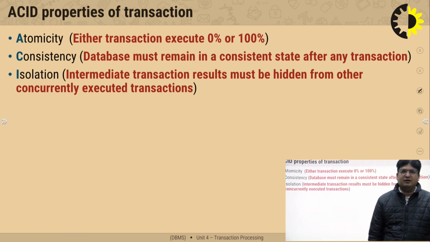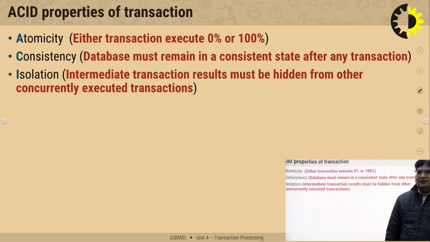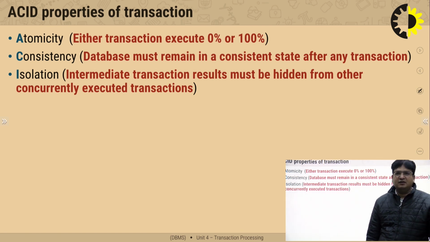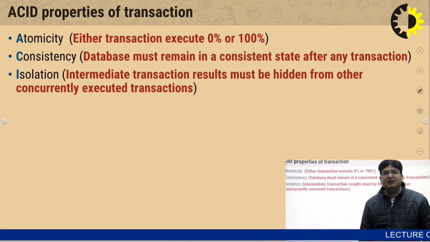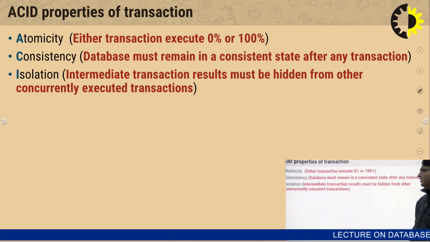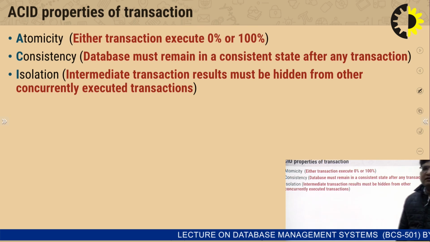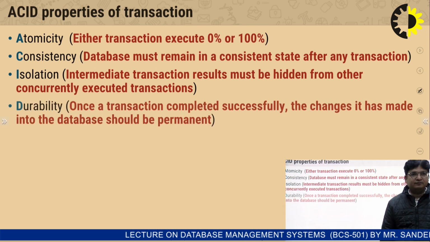But when several transactions are running at one moment of time, we need to maintain the isolation property of the transactions, so that no interference takes place between the transactions that are running parallel to each other. That is, intermediate transaction results must be hidden from other transactions that are currently executing.